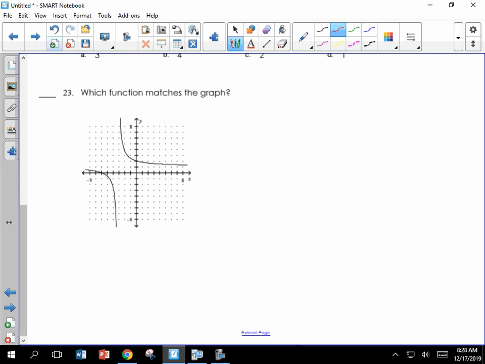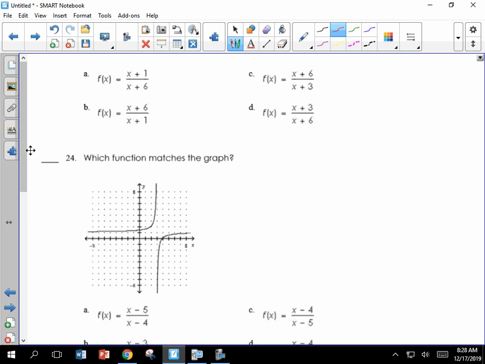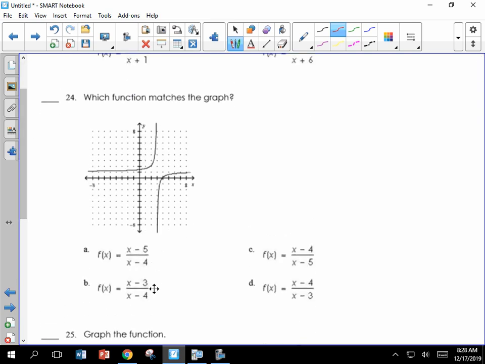All right, 23, which function matches the graph? I'm going to do 24 since all the answer choices are here. So you're literally just going to put in each one until you see which one matches the graph.